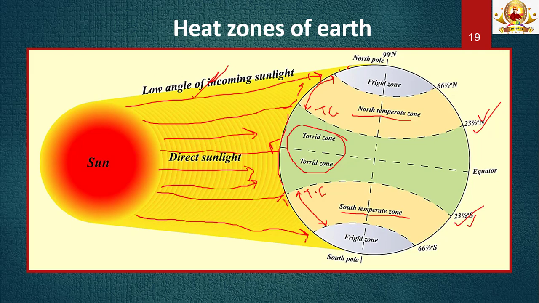So the heat approaching the poles, the southern pole and the northern pole, will be much less. So these areas are generally cold and are called frigid zones, that is, very cold zones. This is applicable for both the southern hemisphere and the northern hemisphere.